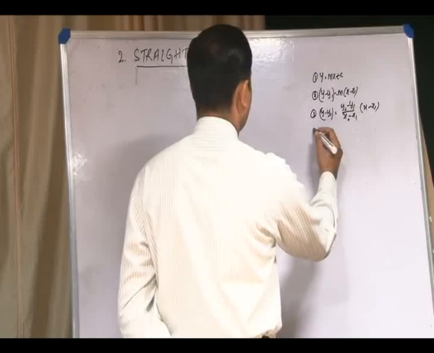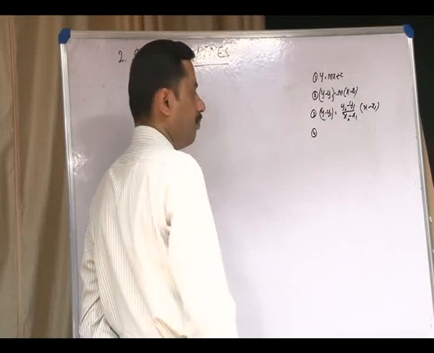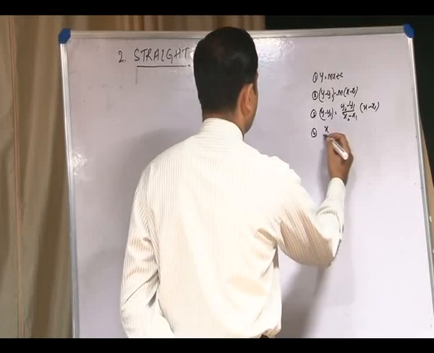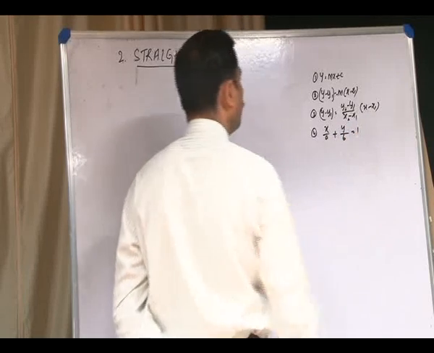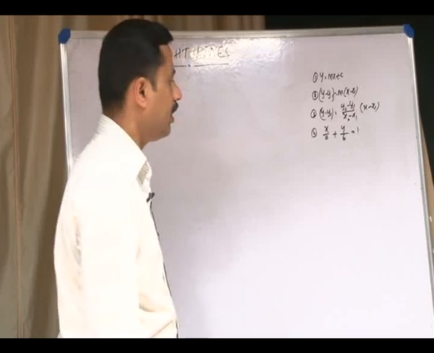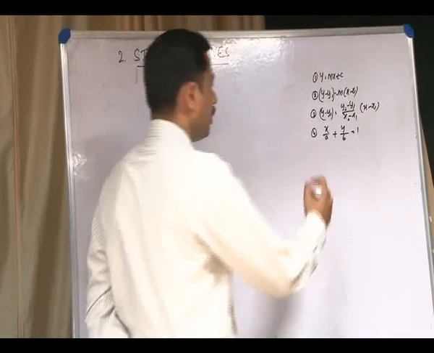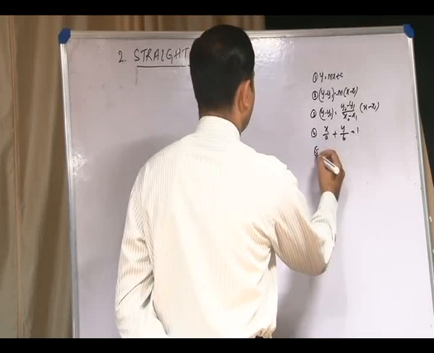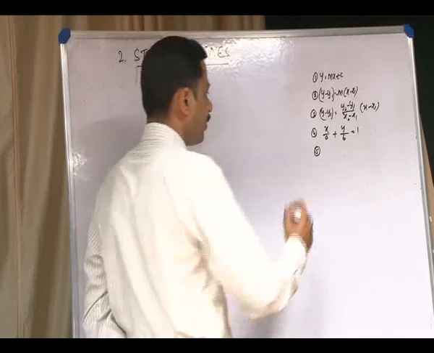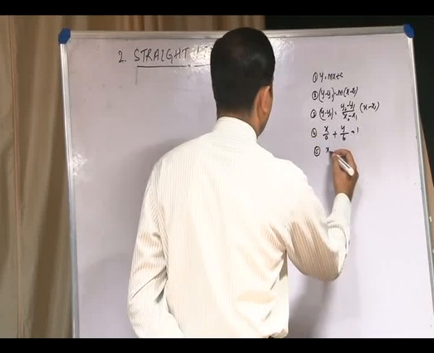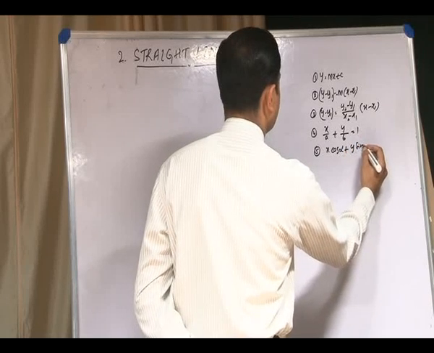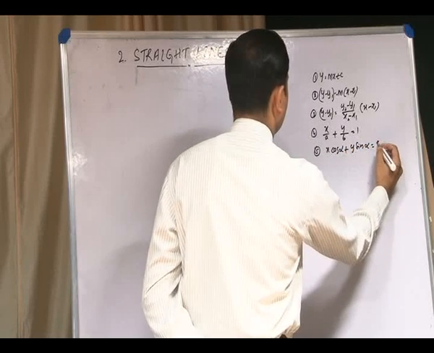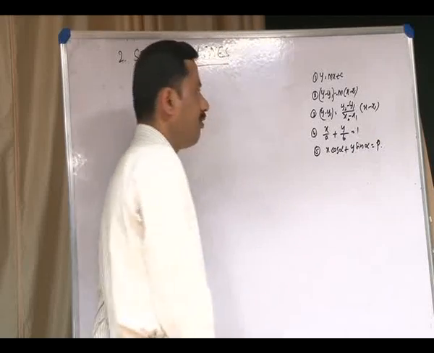Then the fourth one is the intercept form. Intercept form is x by a plus y by b is equal to 1. So this equation is called intercept form. And the last one is the normal form. Normal form of equation of straight line is given by x into cos alpha plus y into sin alpha is equal to p. This is normal form.